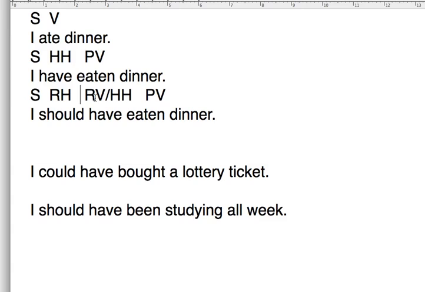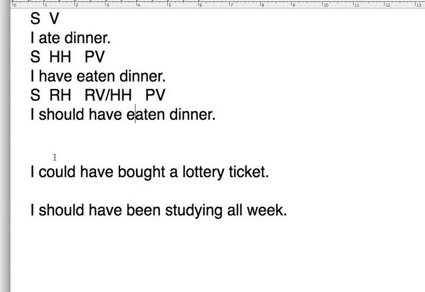So have is a root verb, but it's also a have helper for the pre-started verb eaten, okay? So in other words, this middle one is going to do double duty. It's going to be the root verb for the root helper. It's going to be the have helper for the pre-started verb. It's going to be the HH for this. It's going to be the RV for this.